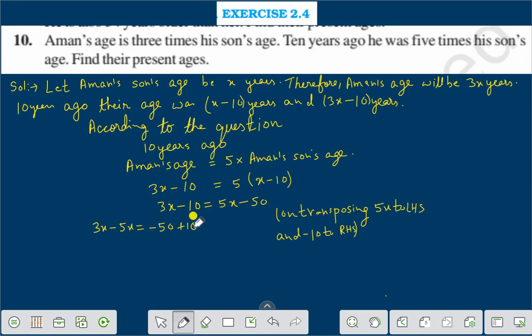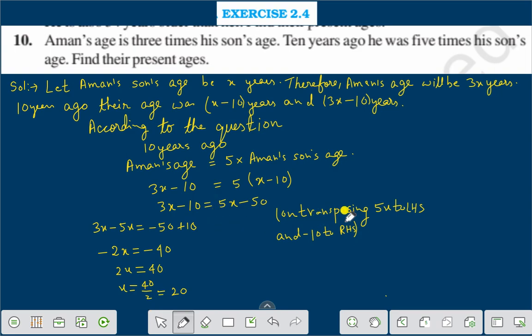Here you see 3x minus 5x is minus 2x is equal to minus 50 plus 10 is minus 40, or 2x is equal to 40. Dividing both sides by 2, we are getting x is equal to 40 by 2, that is equal to 20. Therefore, we got the value of x as 20, right?